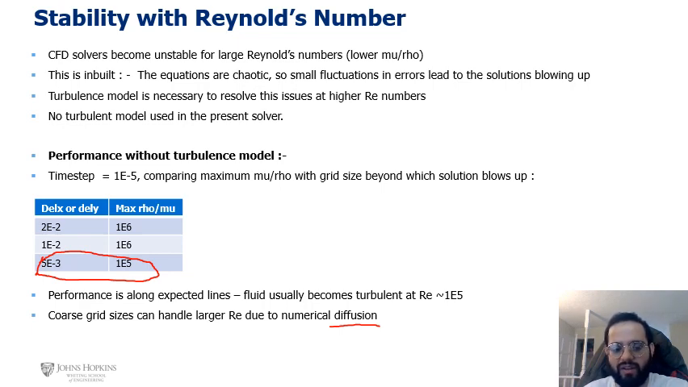So this is typical. Usually a flow does become turbulent at a Reynolds number of 1e5. So this shows that this model is able to handle Reynolds numbers up to 1e5. That means it is basically stable for all sorts of laminar flows, and that is a good trait in this model, and that proves that this model is at least able to handle laminar flows, which it is supposed to do.